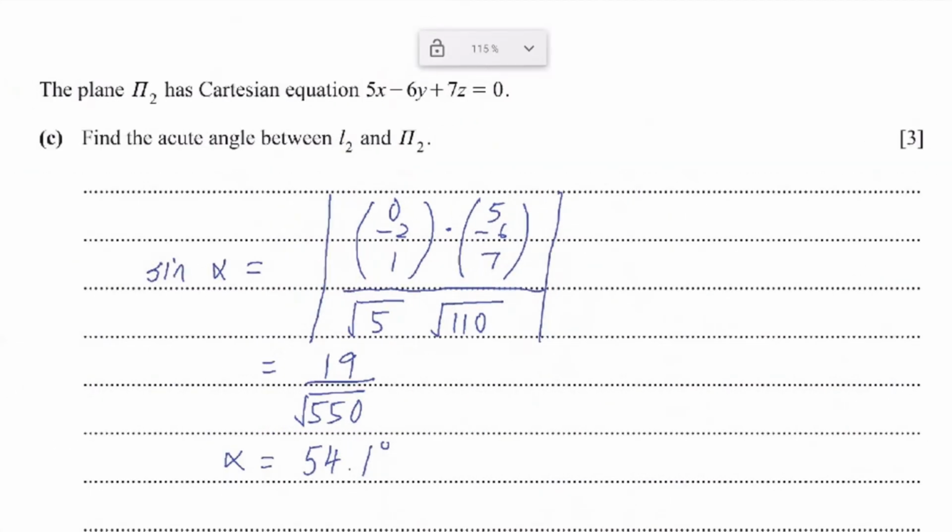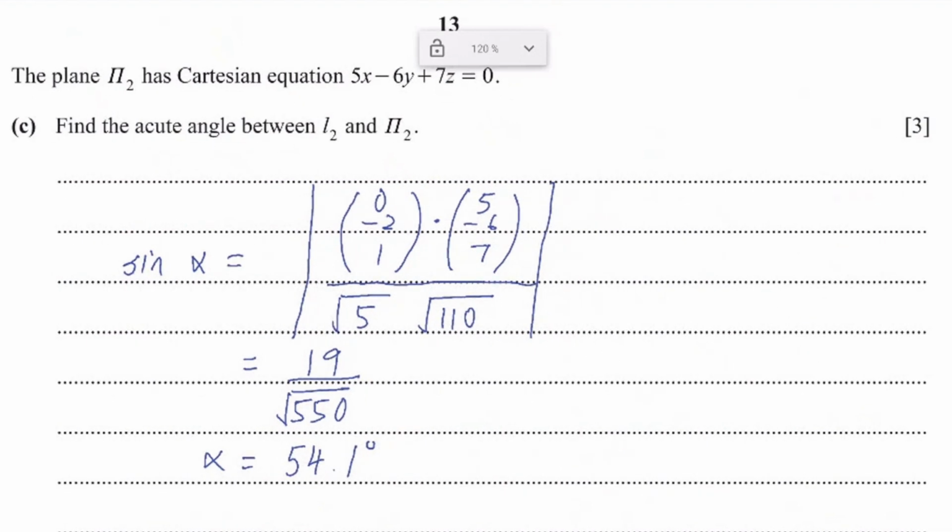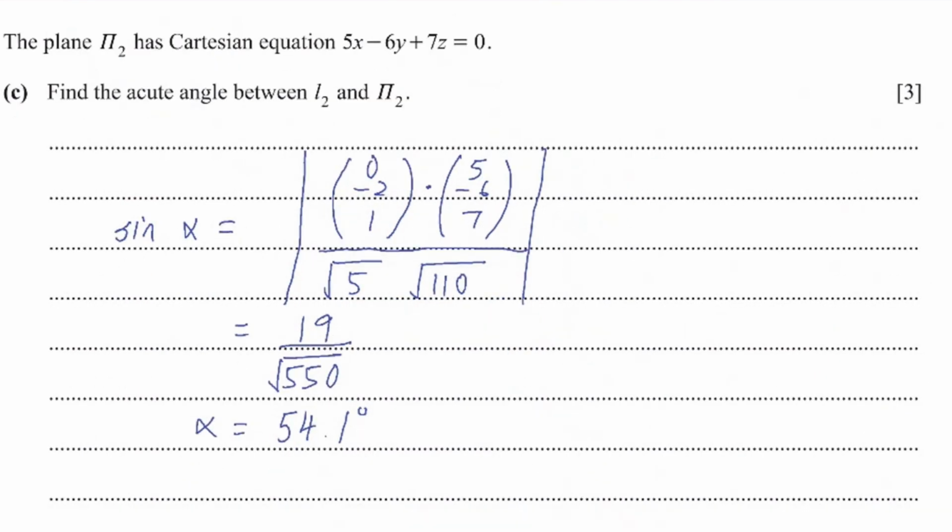So the plane pi 2 has this Cartesian equation. Find the acute angle between L2 and pi 2. So basically, it is to find the angle between a line and a plane. To find the angle between a line and a plane, we know that we could use the dot product formula, but we can change the cos to the sine straight away in order to get the answer. So remember, this only works when we have a line and a plane.